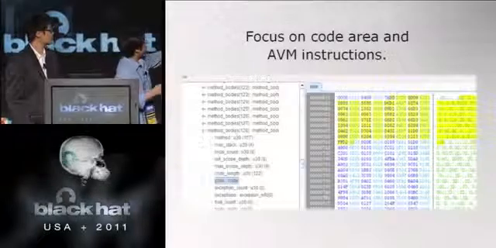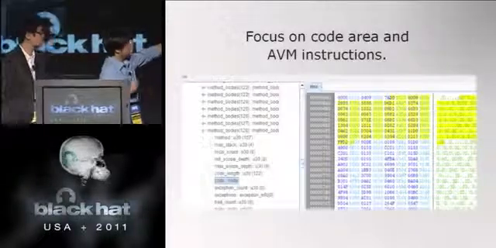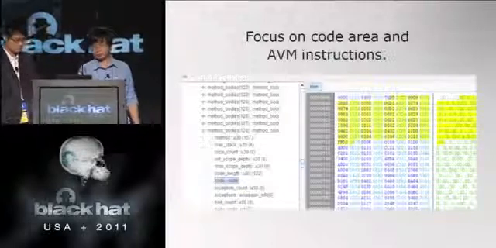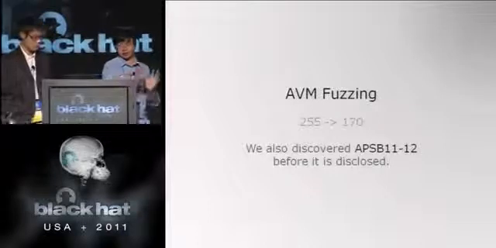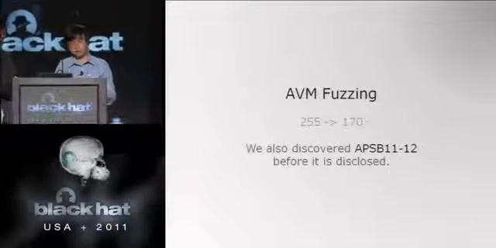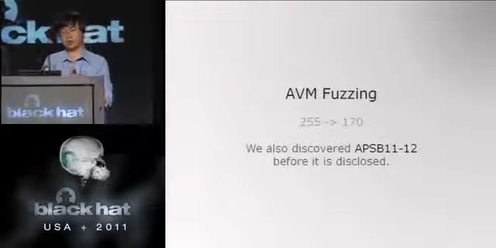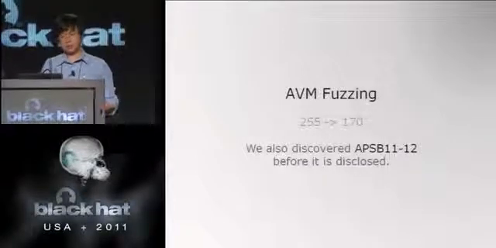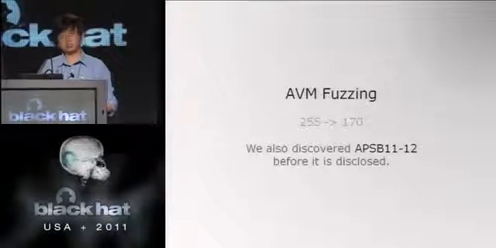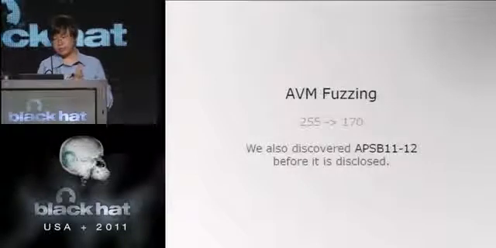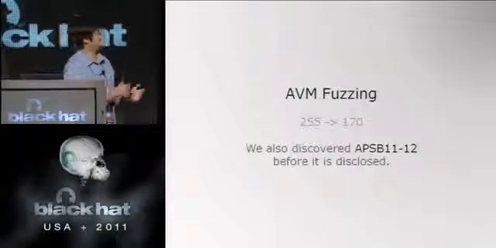As you can see, this is the structure of the Flash file, and we only focus on the code area. And not only the code area, we only focus on the AVM instructions. There are only around 170 AVM instructions, so we don't need to try 255 times. It reduced the testing range and saved a lot of time. We also discovered APSB11-12, the vulnerability, with our fuzzing technique before it was disclosed.